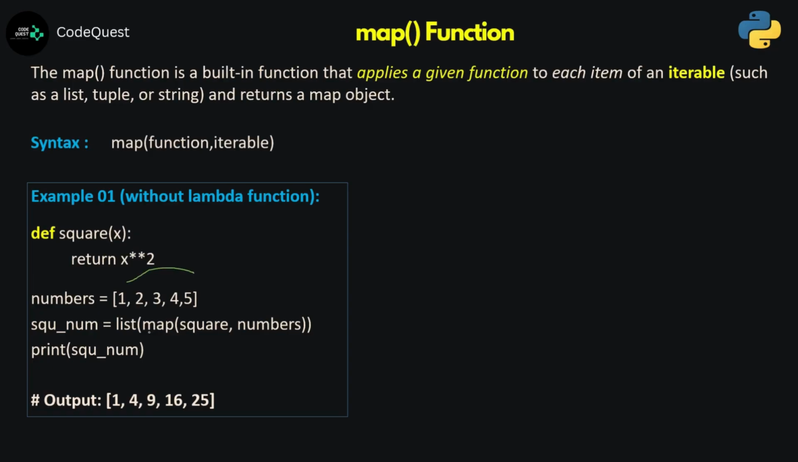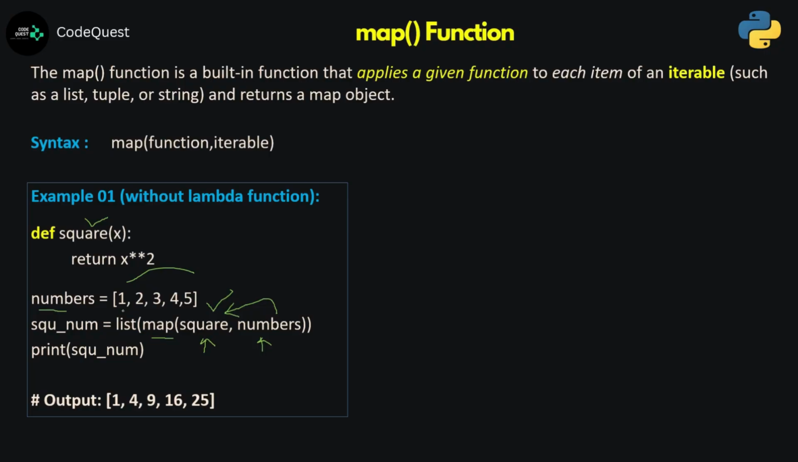Now I am calling this map function, and because there are two arguments, the first argument is the name of the function. What is the name of the function? Square. And it has to take an iterable or a sequence. So what is my iterable here? The name is numbers, which is holding these 5 values. Now each of the values present in this iterable is passed or mapped to this square function.